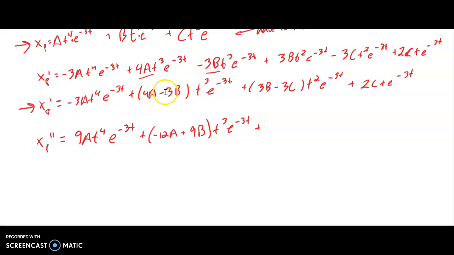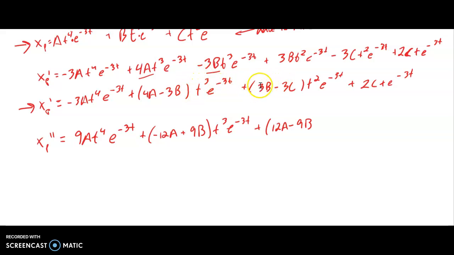Plus, all right, now what I'm going to get is a 3 times this from the power rule, left half of product rule. So I'm going to get a 12a minus 9b. All right, so that's my t cubed term. Now, or sorry, that's on my t squared term because the power rule is going to bump me down to a t squared.